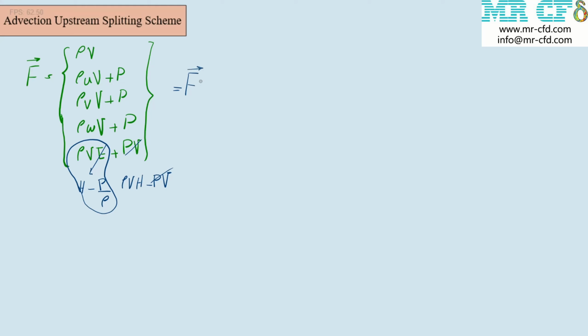In the advection upstream splitting scheme, AUSM, the convection term is split into FC and FP, where FC consists of terms ρV, ρUV, ρVV, ρWV, ρHV.